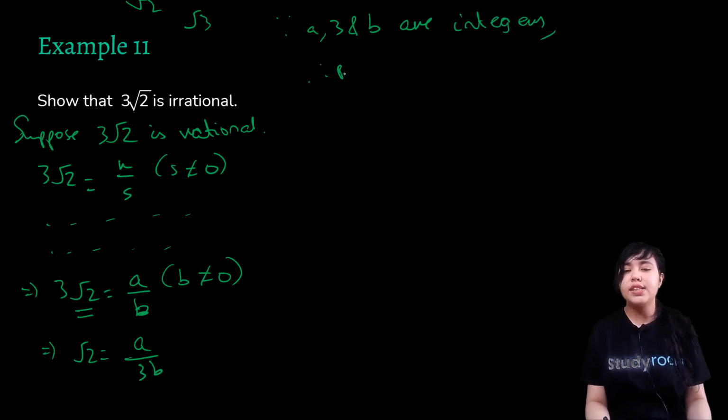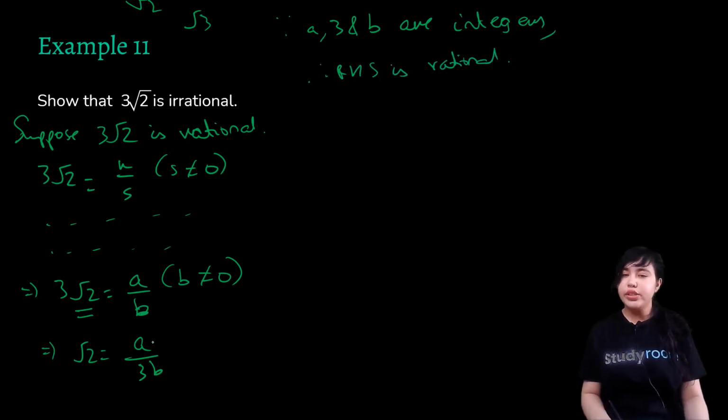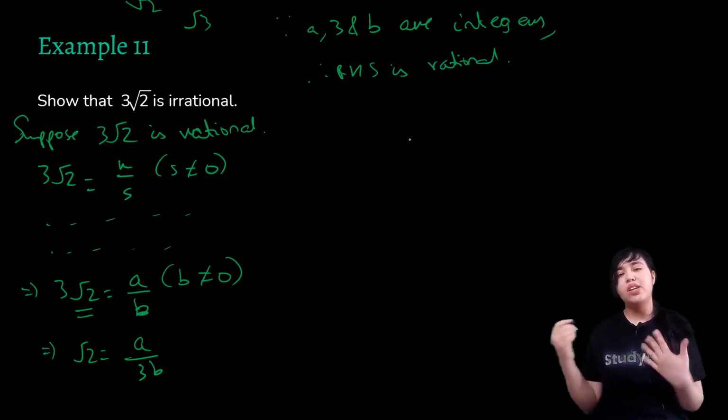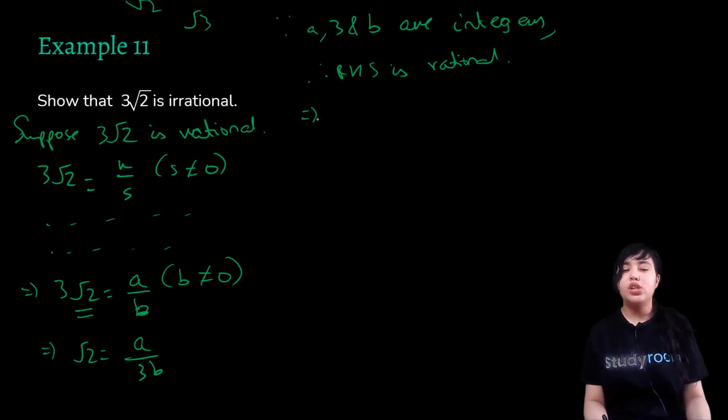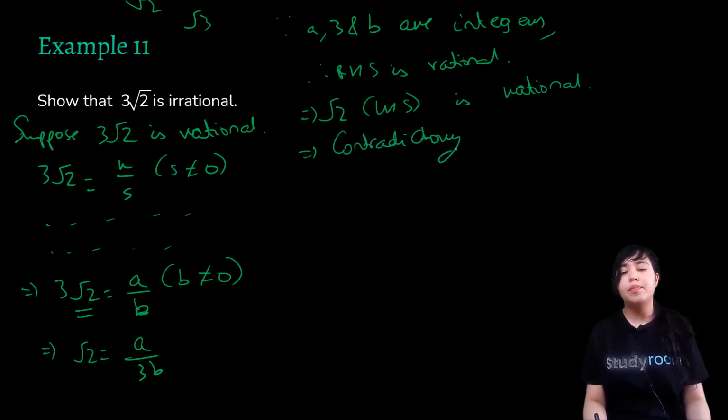Therefore my RHS becomes rational because a fraction is written of two integers. So if RHS is rational and I'm having equal to, a rational number can only be equal to a rational number. So this means root 2, which is your LHS, is rational. But we saw in theorem 1.4 that root 2 is not rational. So this is contradictory. Reason for this contradiction is the wrong assumption that 3 root 2 is rational. So again, 3 root 2 is irrational, and we've proved that by contradiction.